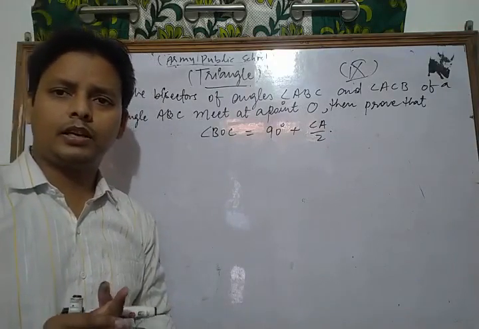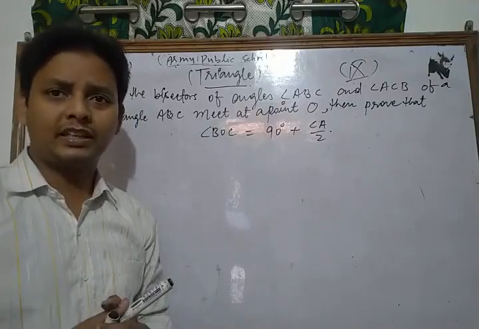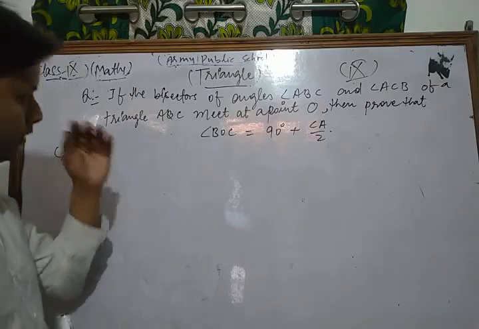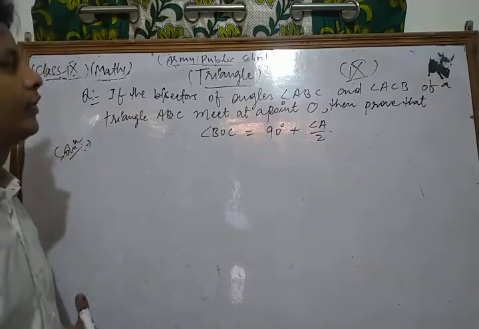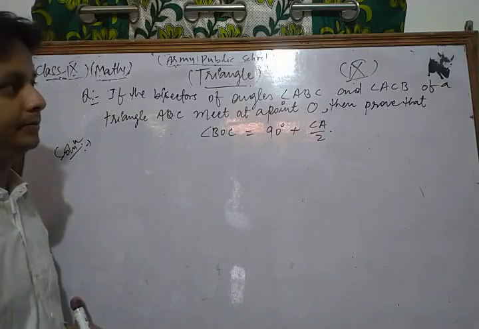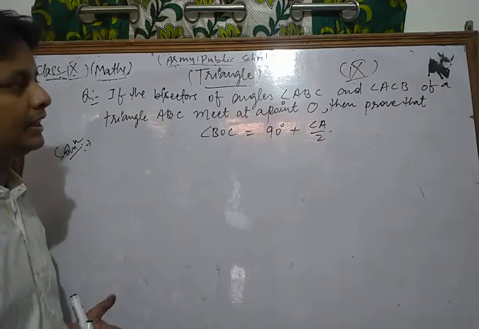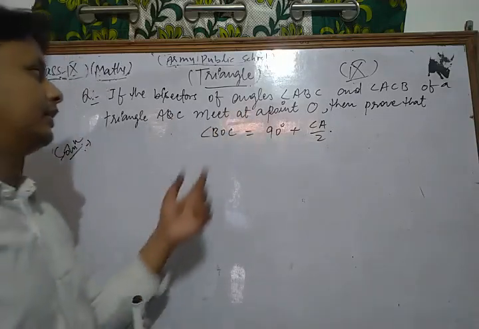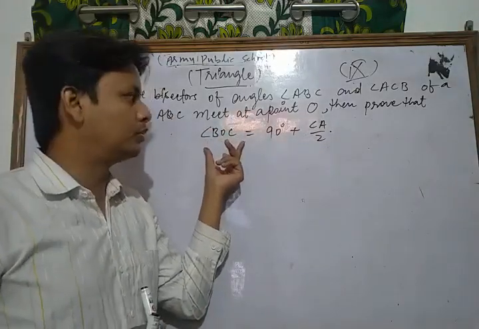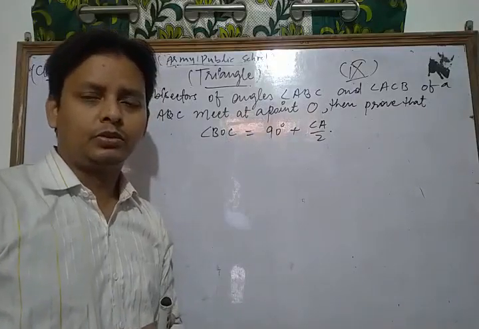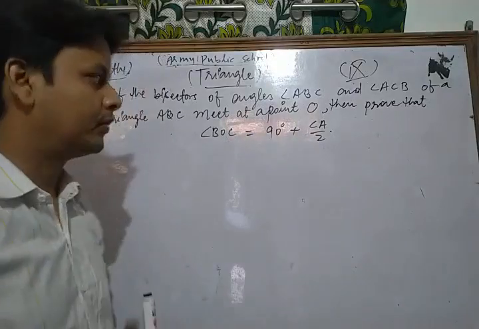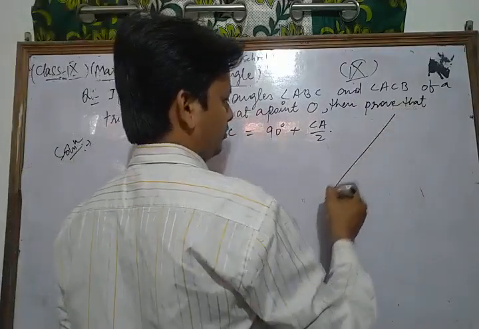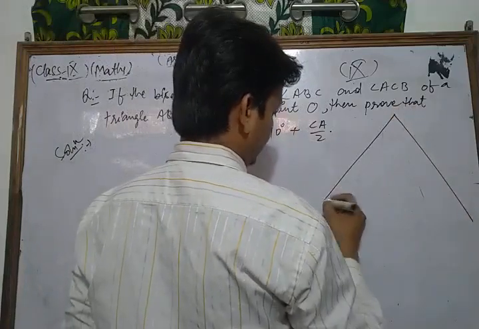So, what is the process to solve this type of question? Let's see. Here the question is: if the bisectors of angles ABC and ACB of a triangle ABC meet at a point O, then we have to show that angle BOC is equal to 90 degrees plus angle A by 2. So what do I do for this question, dear students? First of all, we form a triangle ABC.